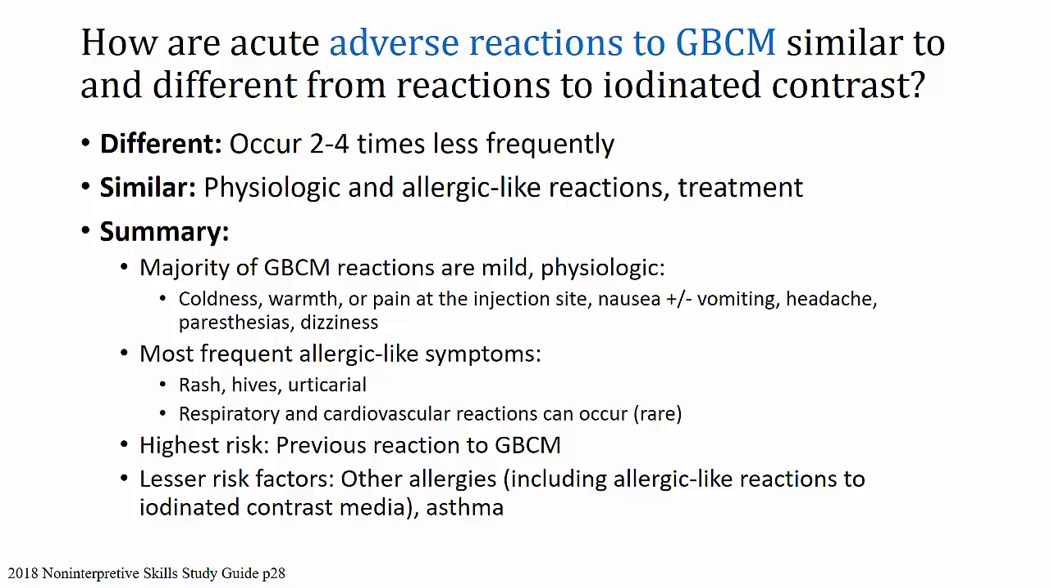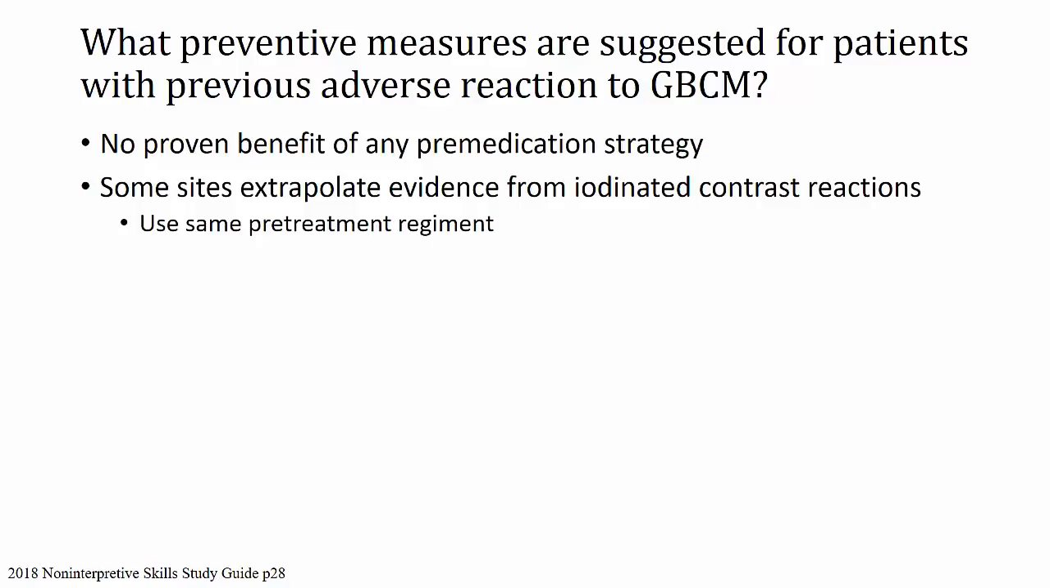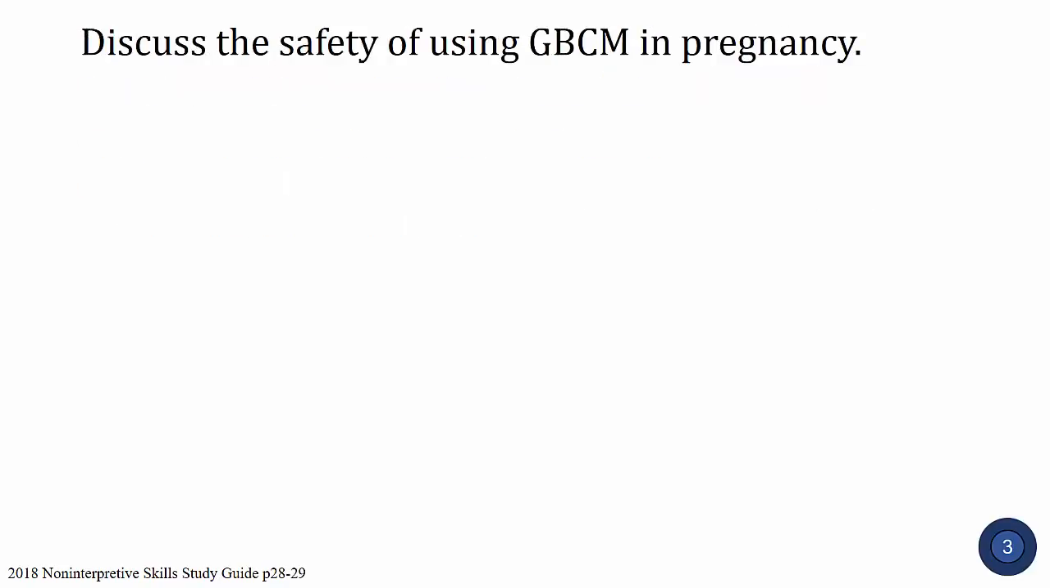The patients who are at highest risk are those who have had a previous reaction to gadolinium-based contrast media. And other lesser risk factors include other allergies, including allergic-like reactions to iodinated contrast media and asthma. Next question. What preventive measures are suggested for patients with previous adverse reaction to gadolinium-based contrast media? Well, there's no proven benefit of any pre-medication strategy, but some sites extrapolate evidence from iodinated contrast reactions and use the same pretreatment regimen.